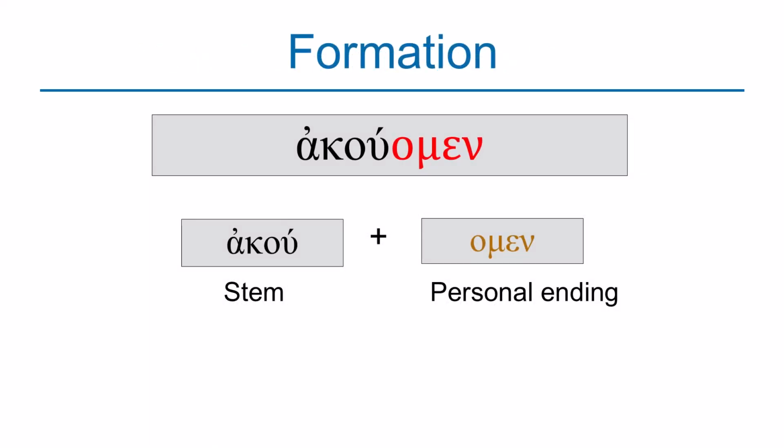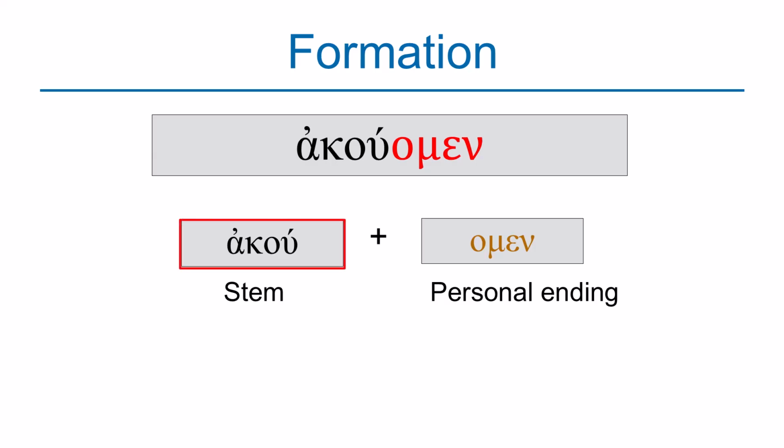Let's look at another example. You have the word akouomen. In the word akouomen, you have two things again. You have the stem, which is akou, and you have the ending, which is omen. In this case, akou, which is the stem, means hear. And the ending, which is omen, gives you the details like person, number, tense, voice, mood. So when you bring the two together, you have akouomen, and akouomen means we hear.